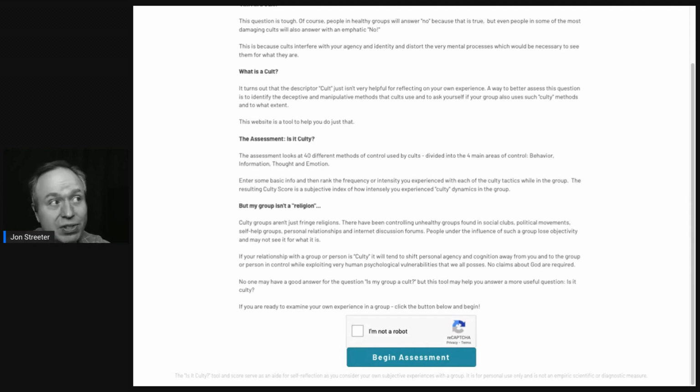Culty groups aren't just fringe religions. There have been controlling, unhealthy groups found in social clubs, political movements, self-help groups, personal relationships, and internet discussion forums. People under the influence of such groups lose objectivity and may not see the group for what it is. If your relationship with a group or person is culty, it will tend to shift personal agency and cognition away from you and towards the group or person in control, while exploiting very human psychological vulnerabilities that we all possess. No claims about God are required.